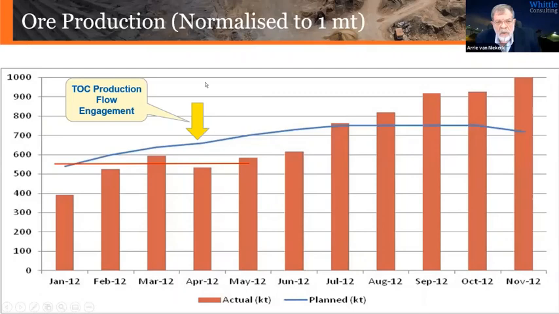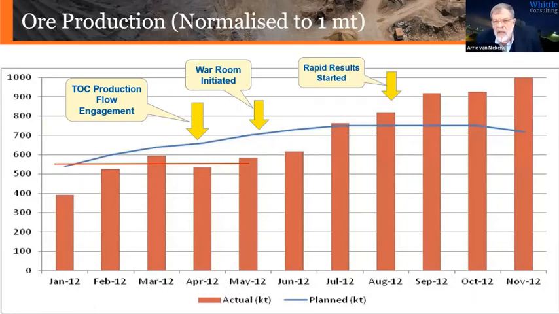We introduced the production flow engagement there. We initiated the war room, and you could see then the production started lifting. We also implemented rapid results. And ultimately, this operation went to 1 million tons, and at a design capacity of 760, which was a remarkable feat for this team who did this. And they continued doing this kind of performance for years to come. It was an amazing story.